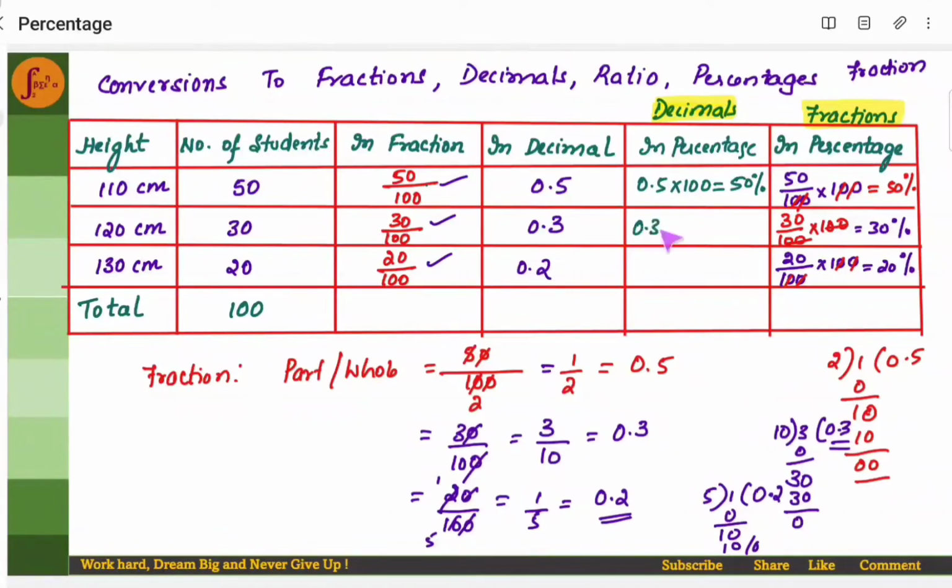Similarly, I'll do 0.3 into 100. So I'll get 30. 0.3 into 100 is 30%. Now I'll take this one, 0.2 into 100. So I'll get 20%. So now you notice we have converted fraction also to percentage and decimal also to percentage. We'll take some more examples.